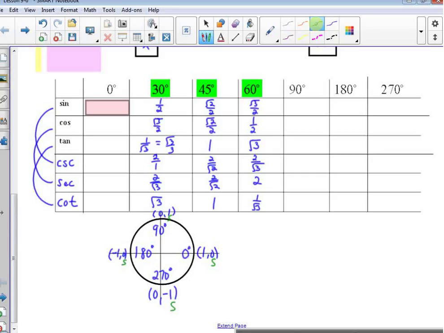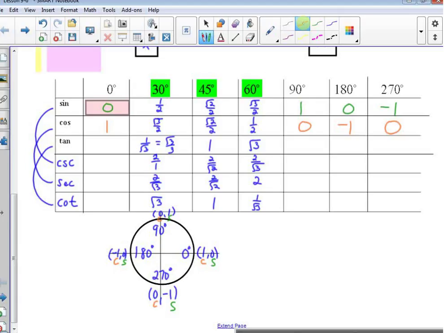So the sine of 0 is 0. The sine of 90 is 1. I'm just going around with the y-coordinates. Sine of 180, 0. Sine of 270, negative 1. So then let's take a look at the cosine. The cosine's all your x-coordinates on the unit circle. So the cosine of 0 is 1. The cosine of 90, I'm just looking at the x-coordinate, is 0. Cosine of 180 is negative 1, and the cosine of 270 is also 0.